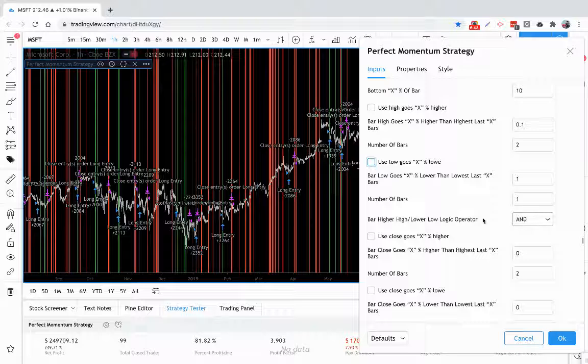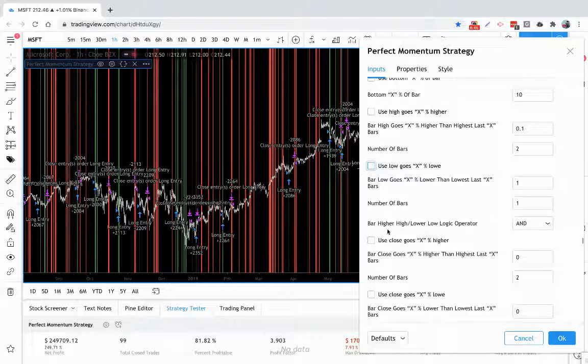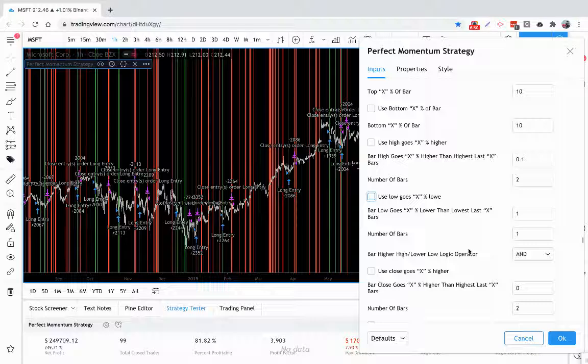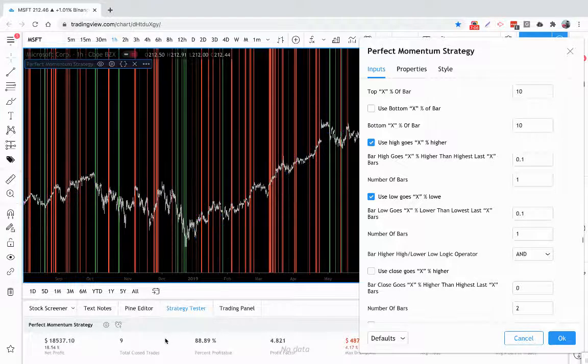Another thing you had here I forgot to mention was you have this bar high, higher, or lower, low operator. And what that means is you can look for engulfing bars. So we could look for a bar that goes a certain amount higher and lower than the previous bar. Let's see what we can find here.